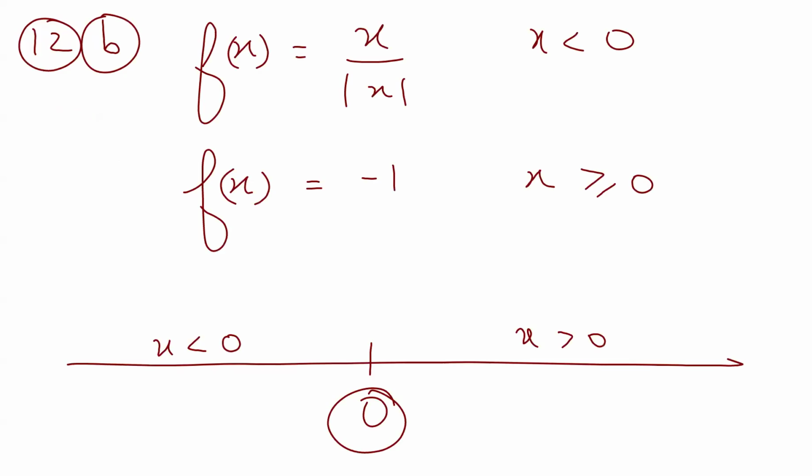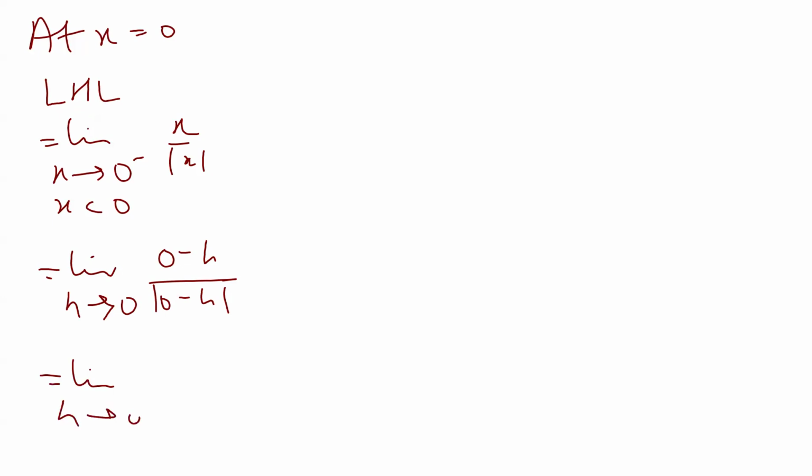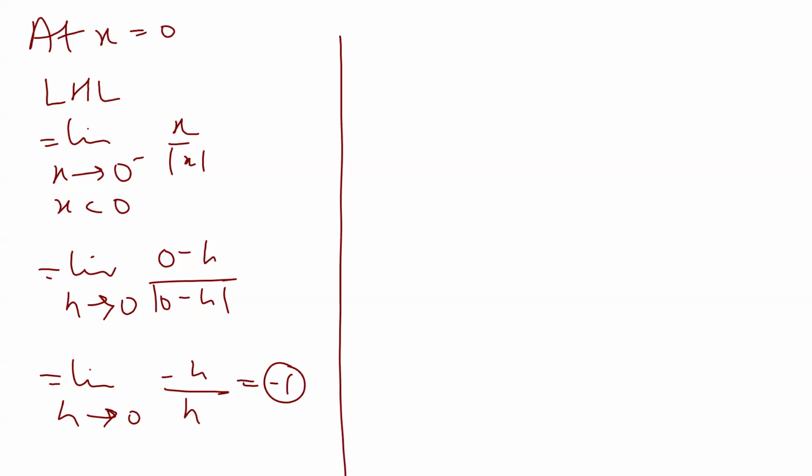So at x equal to 0, LHL equals limit x approaching 0 minus, where x is less than 0. So that function is x upon modulus of x. Limit h approaching 0, of 0 minus h upon modulus of 0 minus h. 0 minus h is minus h. Modulus of minus h is h. So this is going to be minus 1. See, modulus of minus h is h, but the minus h in the numerator will remain as it is.